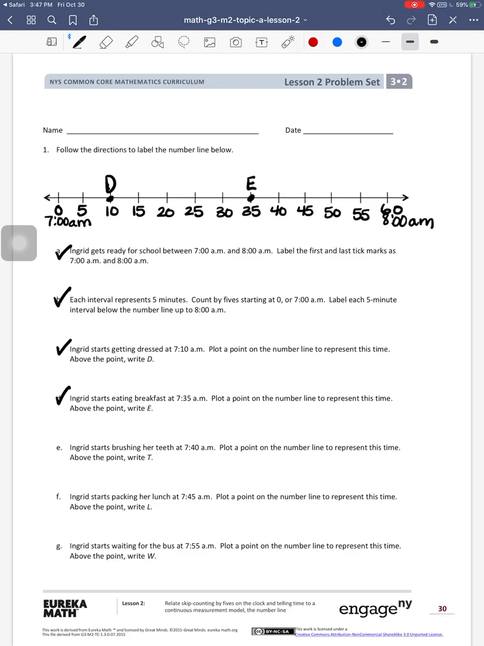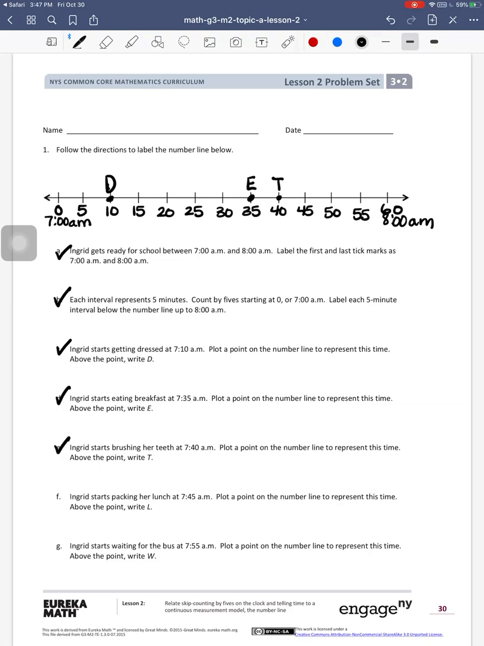Step E. Ingrid starts brushing her teeth at 7:40 a.m. Plot a point on the number line to represent this time. Above the point, write a T. So 7:40, plot. And now I'm going to write a T above it. Now check because I completed step E.